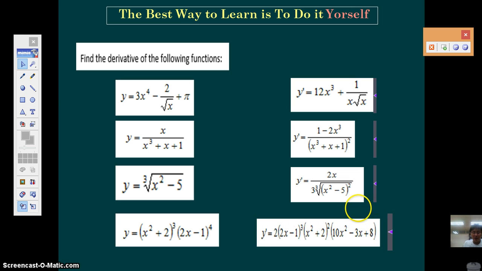Now, practice, because you know that practice makes perfect.